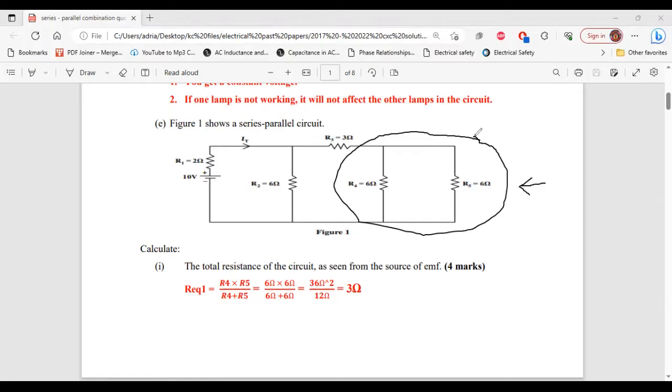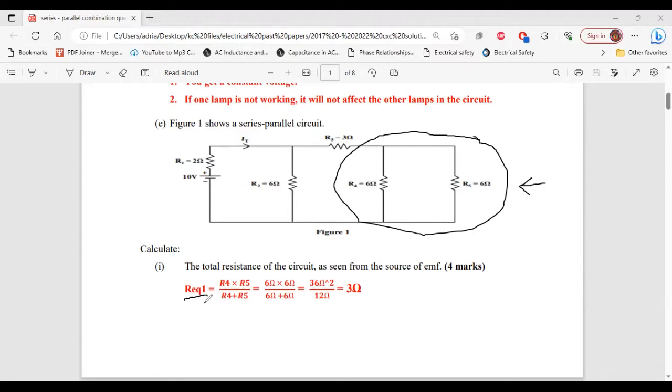All right, so the next thing that we want to do is to calculate the equivalent resistor value of these two resistors in parallel, and we're going to call its equivalent resistor value REQ1. Seeing that there are two resistors in parallel, we're going to use the product over sum method. So REQ1 is equal to R4 multiplied by R5 divided by R4 plus R5.